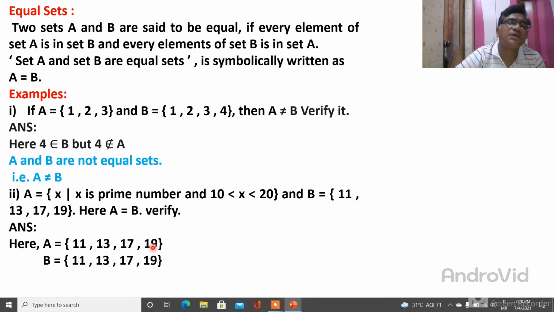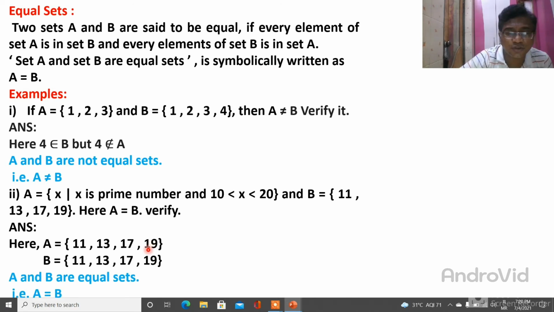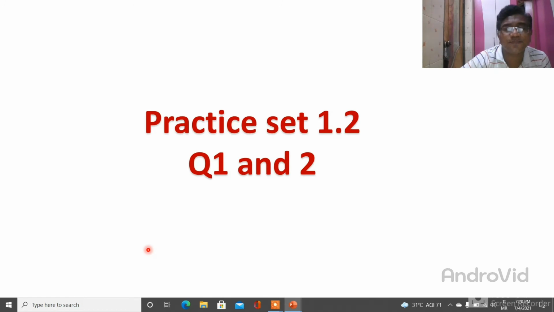So all the elements are present in B. See, A having 11, B having 11, A having 13, B having 13, A having 17, B having 17, A having 19, B having 19. So the elements of A and the elements of B are the same. So that is called equal sets. Okay, so we can see the types of sets here.